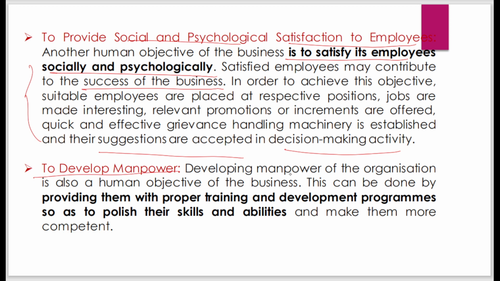Next one is to develop manpower. Under this category, developing the manpower of the organization is also a human objective of the business. This can be done by providing them with proper training and development programs so as to polish their skills and abilities. As we know, with time people need to update in technology and other business processes, right? So this comes under developing manpower.